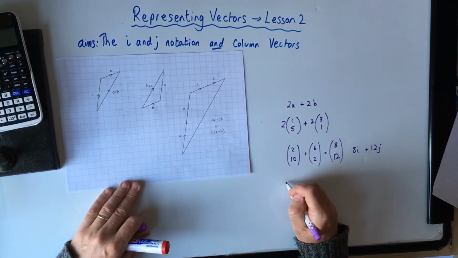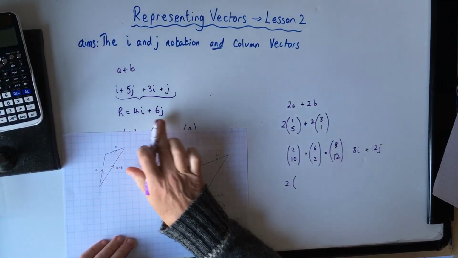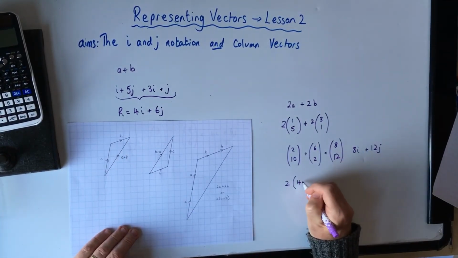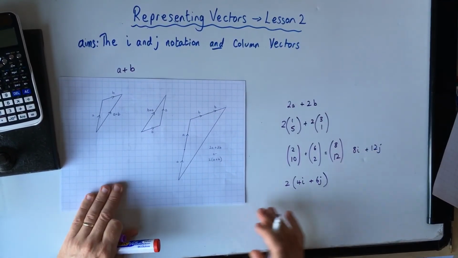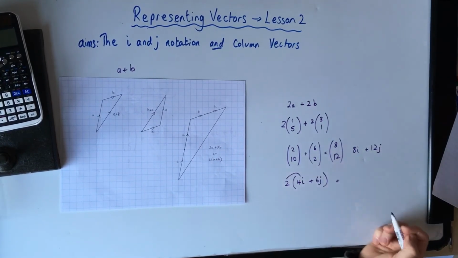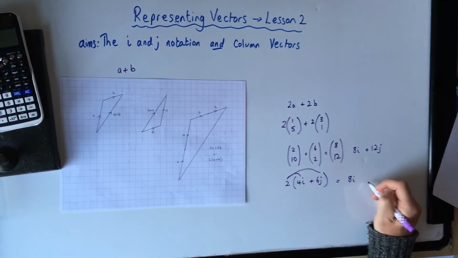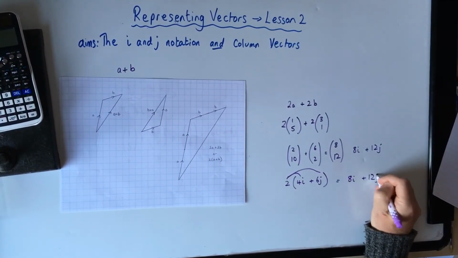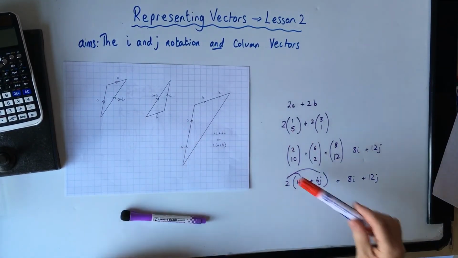Of course, we could look at it as 2 times the resultant. We'd already worked out the resultant, hadn't we? 4i plus 6j. And when you see things like that, you can just multiply them out as normal, just using the crab's claw. 2 lots of 4i is 8i, 2 lots of 6j is 12j. And that's the i and j notation and column vectors.